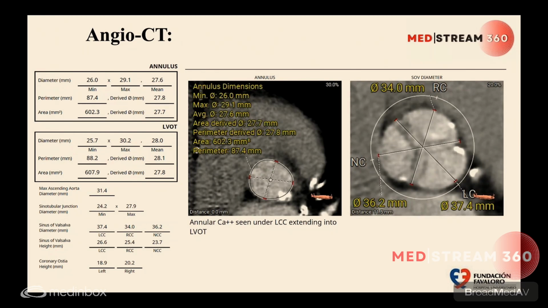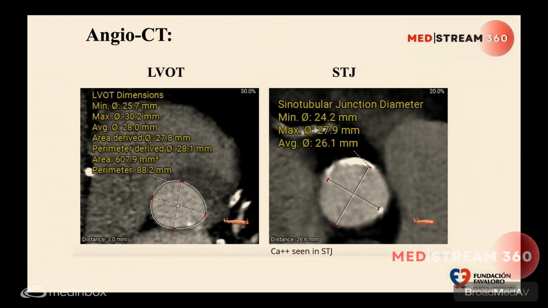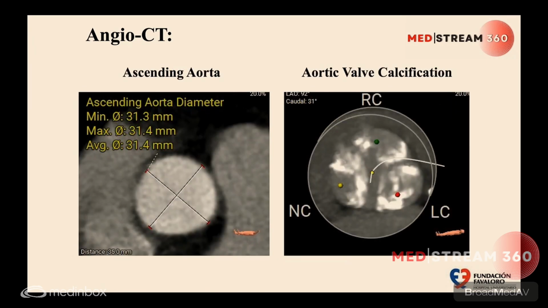We have some calcium below the left coronary cusp extending into the LVOT. This is something to be considered, especially for predilatation. We are not going to be too aggressive. This is a tricuspid valve. We also have probably 90 degrees of calcification on the sinotubular junction, where the diameter is about 26 on average. So this is the valve, which is tricuspid with a significant calcification on the 3 leaflets, and this is the reason why we have decided to pre-dilate this patient before.